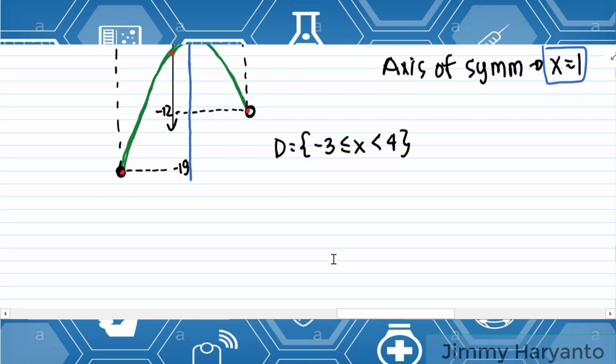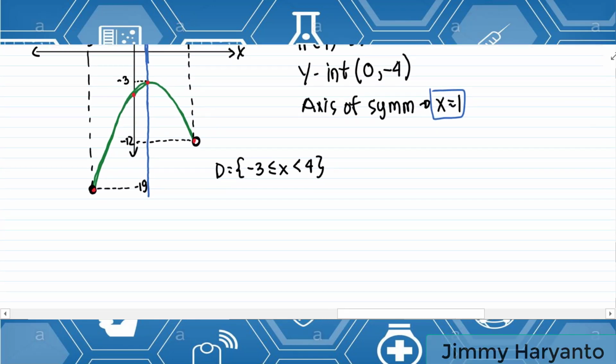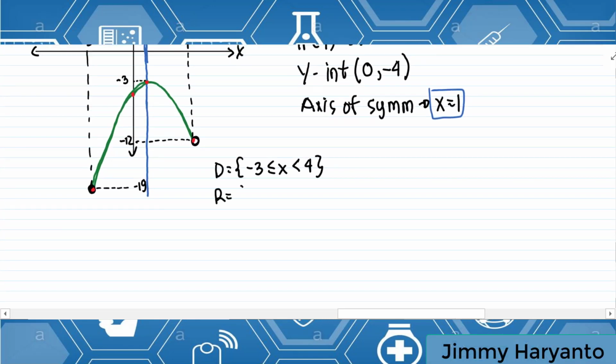Next, the range. Take a look at the lowest value of y. The lowest value is this one, negative 19, and the largest value of y is negative 3. So I can tell that the range will be from negative 19 less than or equal to y less than or equal to negative 3. That is how to determine domain and range.